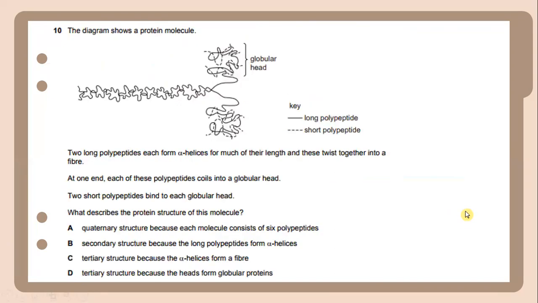Number 10, the diagram shows a protein molecule. As you see in the diagram, two long polypeptides each form alpha helices for much of their length, and these twist together into a fiber. At one end, each of these polypeptides coils into a globular head. Two short polypeptides bind to each globular head. What actually describes the protein structure of this molecule? The answer will be a quaternary structure because each molecule consists of 6 polypeptides.